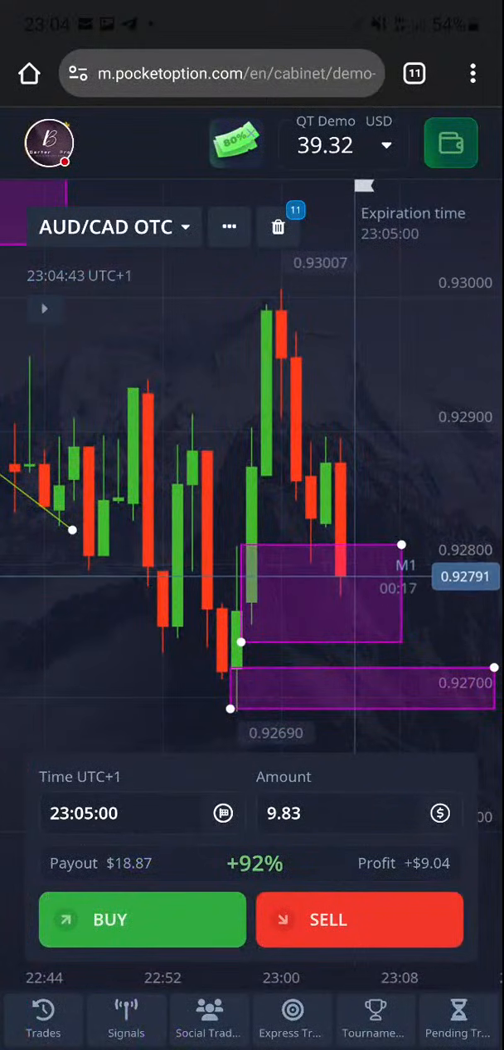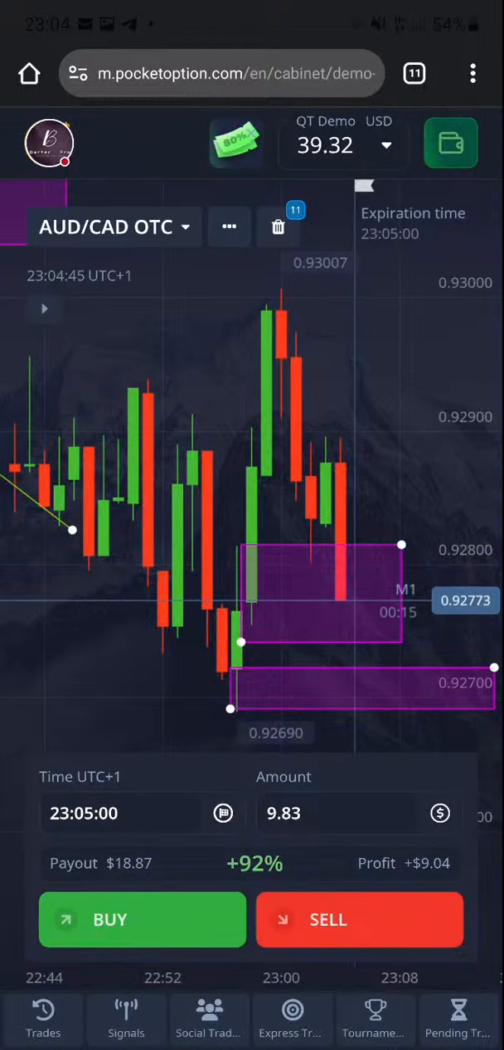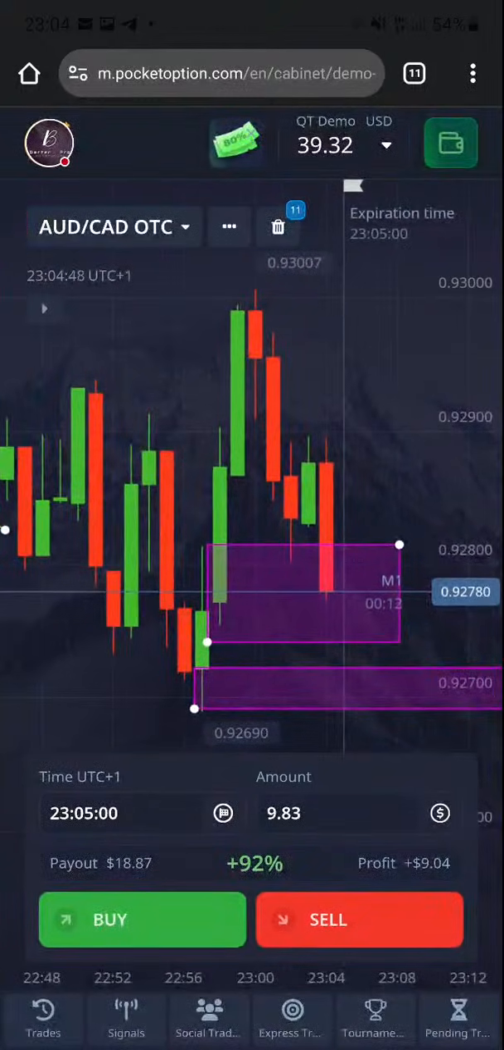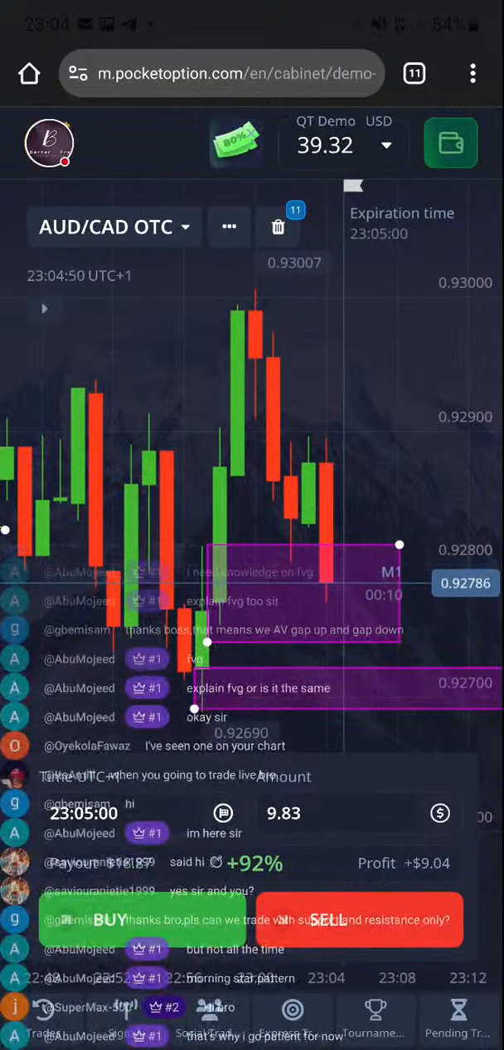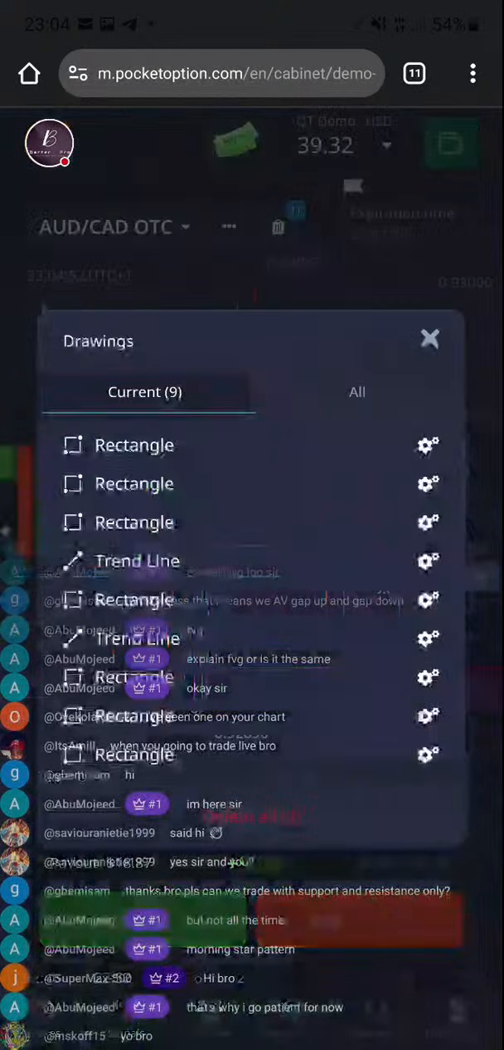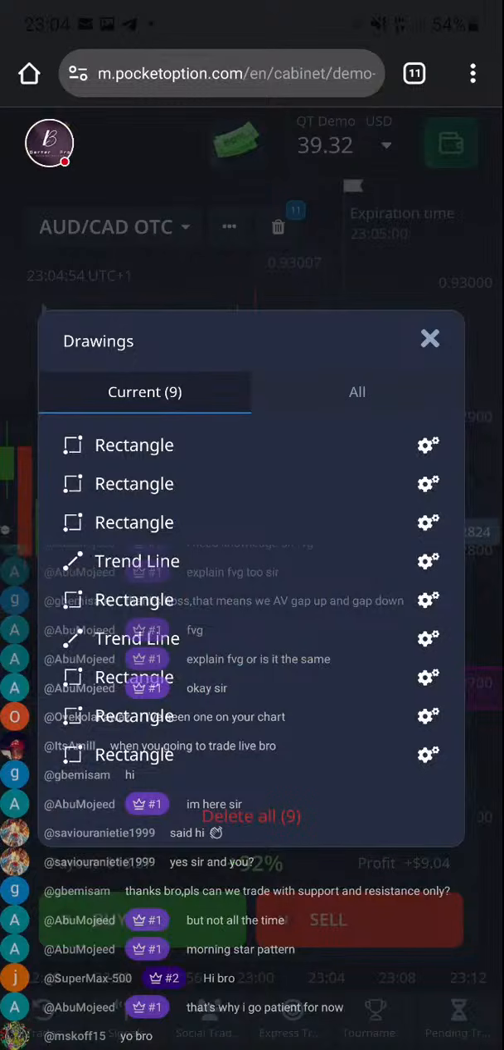Now, I cannot take this trade again here. I'll wait for price to come down. Then I'll take the trade here. I'm not going to take this trade here. You need to be patient.